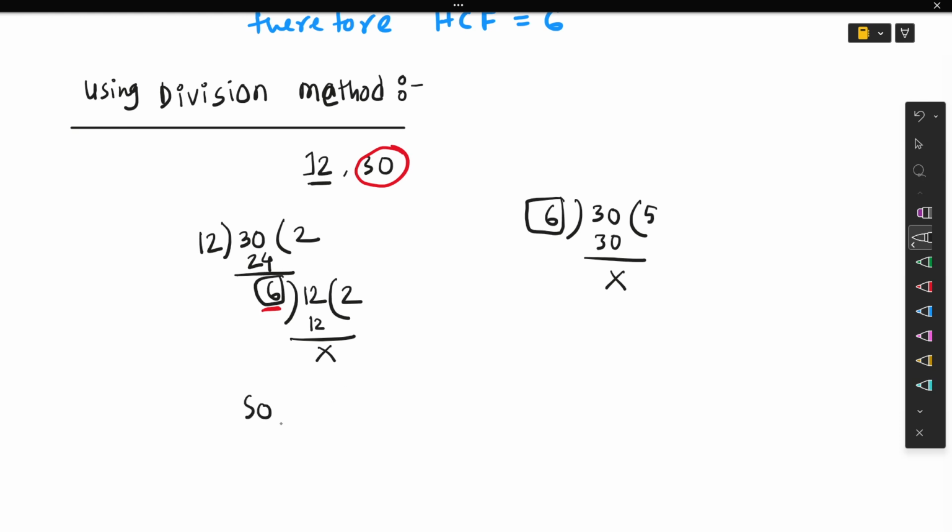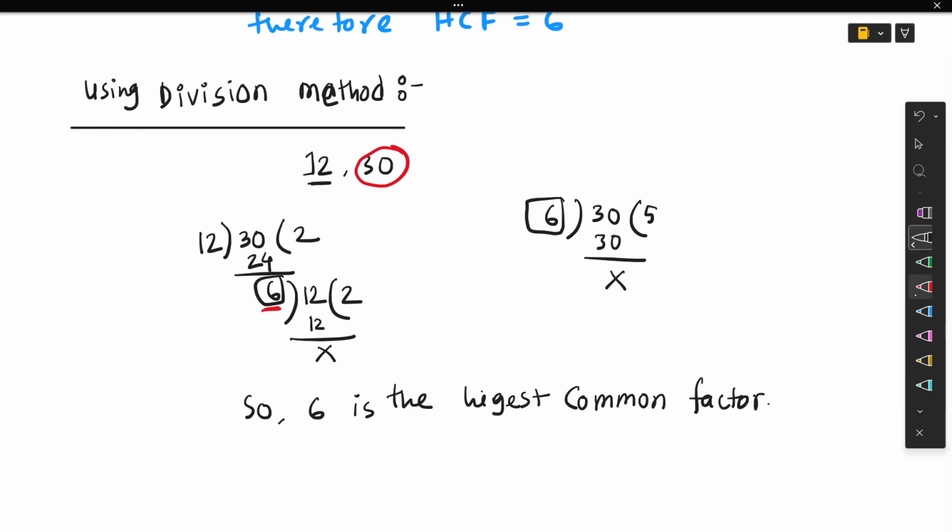So in this process 6 is the highest common factor. Okay, the highest common factor. But the main question is why we do so?